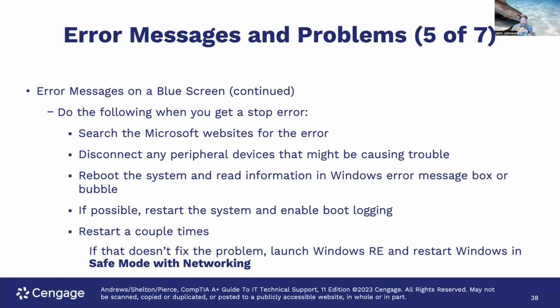You should disconnect any peripheral devices that might be causing trouble. You can reboot the system and read the information in the Windows error message box or bubble. If possible, you can restart the system and enable boot logging. That could help as well. That'll let you know what all you got through, and if you come to one point and you can see it craps out there, you'll know exactly where the issue was. You can try restarting a couple of times. If that doesn't fix the problem, you can launch the Windows Recovery Environment and restart Windows in safe mode with networking. Again, that'll disable your drivers and things like that and get you in, but you'll still have your networking ability, so you can continue to do things like pull down device drivers and look up your issues on Google.